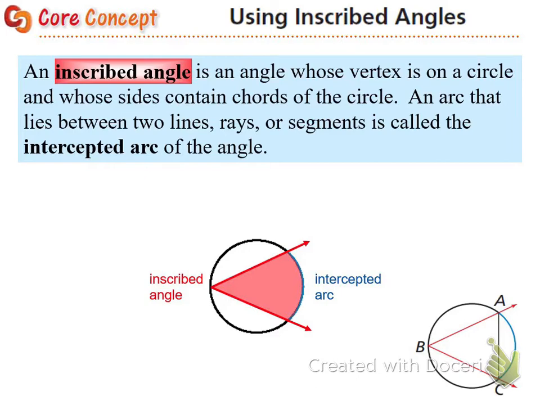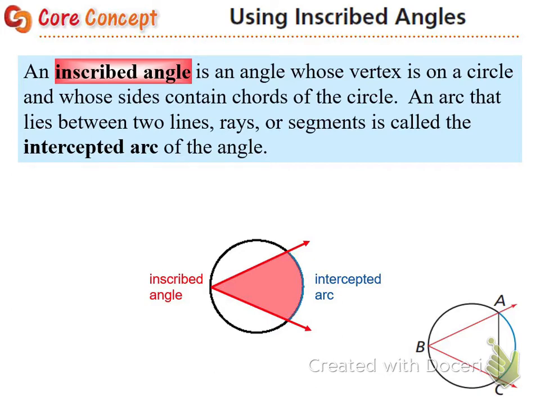It is an angle with a vertex on the side of the circle. So the vertex is on the side of the circle. So different location, different measure. It's not going to be equal anymore.